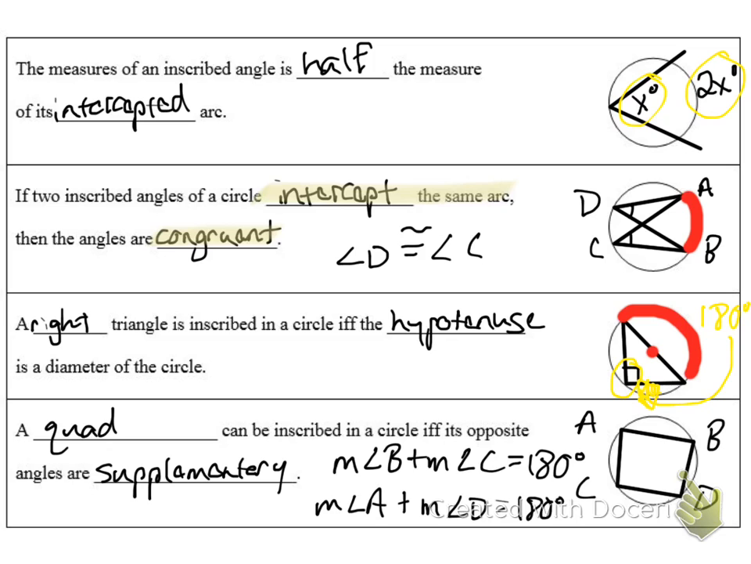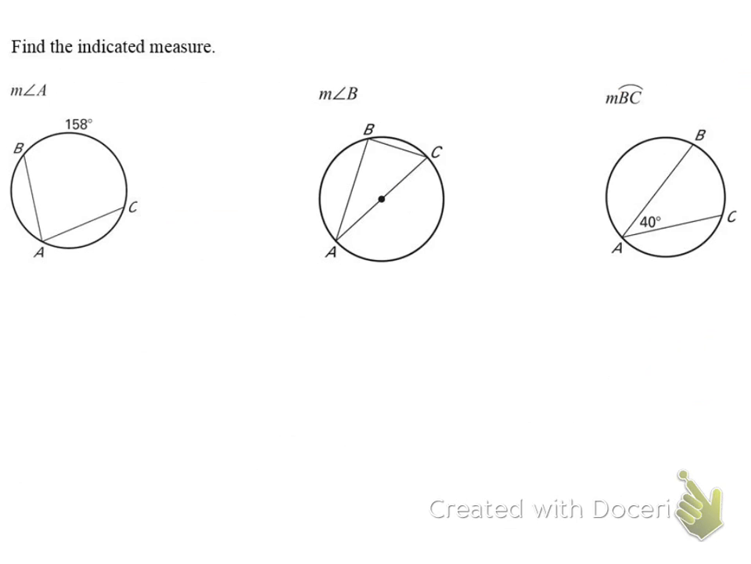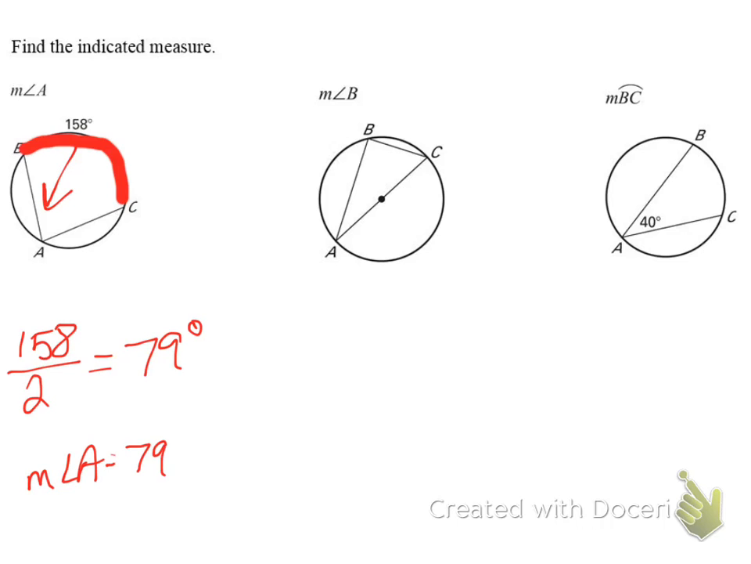Now we're going to use all of these properties and look at some example problems. Find the indicated measure. For this first one, it says find the measure of angle A. Angle A is down here. They gave me its intercepted arc, which is 158. To get from the intercepted arc to the inscribed angle, I take 158 and divide it by 2, which gives me 79 degrees. So the measure of angle A is 79 degrees.